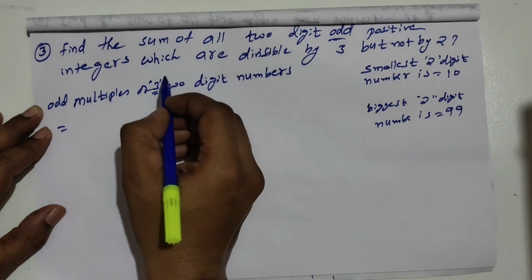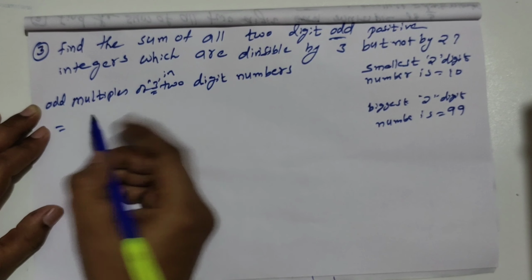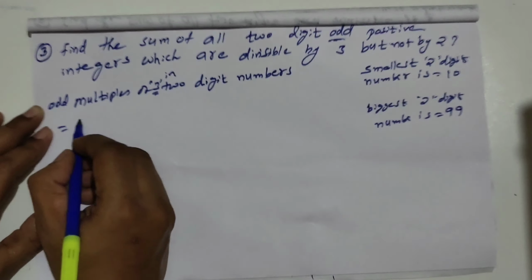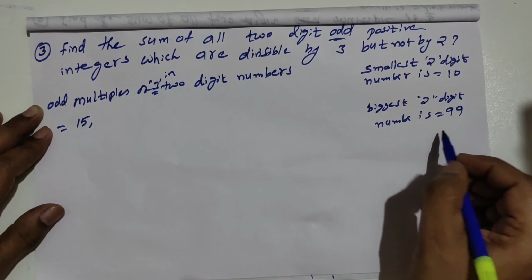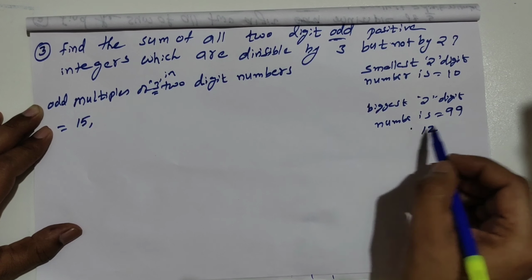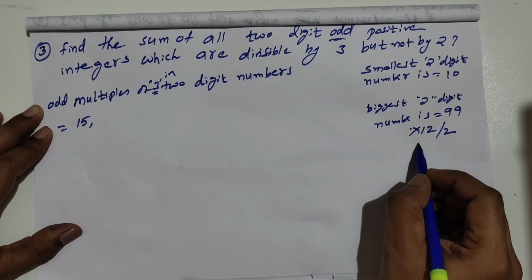Okay, so in 2-digit numbers, first we have to start with 11, 12, 13, 14, 15. So 15 is the odd number. Actually here we have 12, but it is divisible by 2. Okay, it is divisible by 2, so don't take this one.